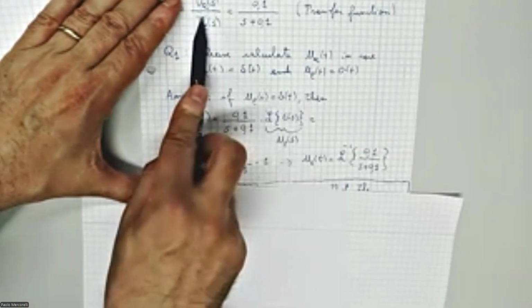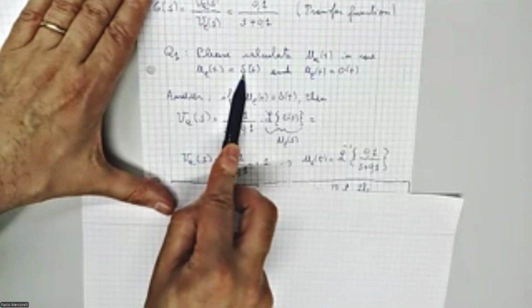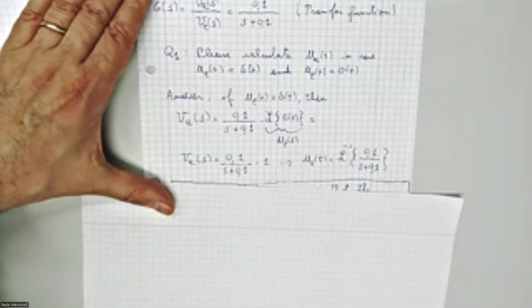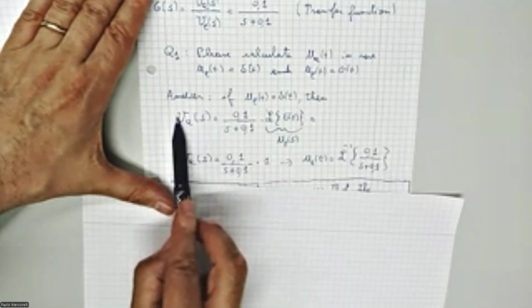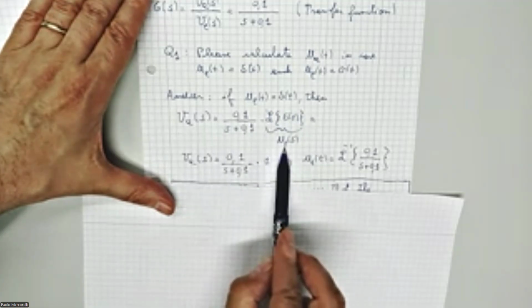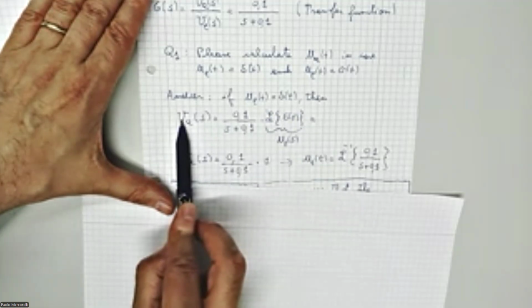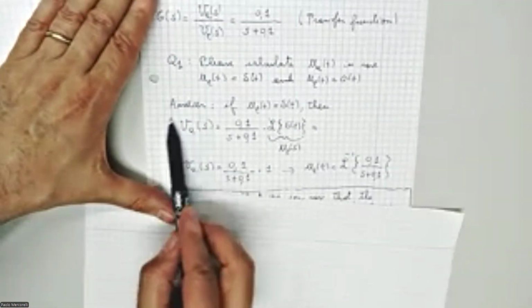I mean, if UE is in the delta, remember the transfer function UA divided by UE. If UE is the delta, I can put here UE in order to calculate UA. The idea is to calculate UA of t passing through or using UA of S.